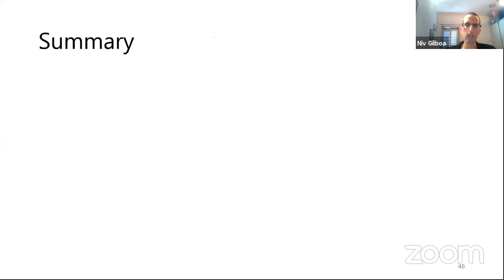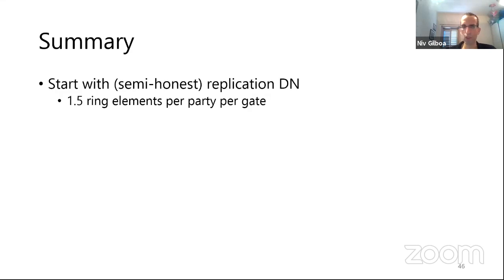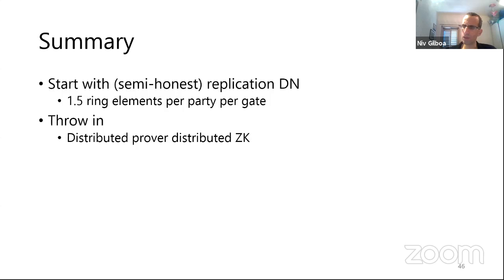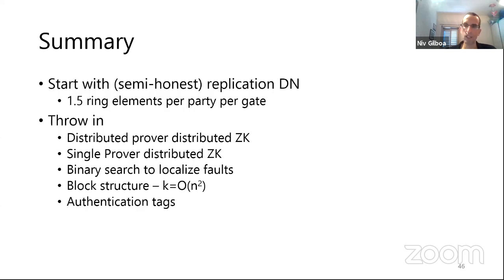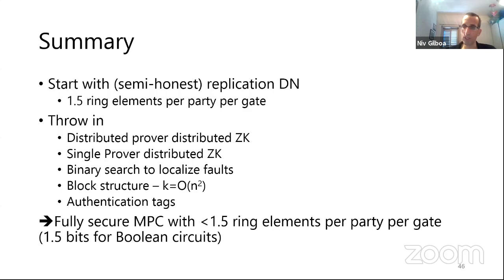I'm not going to go into that. In summary, we start with the semi-honest protocol, which has less than 1.5 ring elements per party per gate. We throw in distributed prover, distributed zero knowledge, single prover, distributed zero knowledge, binary search to localize faults, block structure, authentication tags, and after all of this, we have the gall to call our idea a natural protocol. But with all of this machinery together, we do get fully secure MPC with less than 1.5 ring elements per party per gate, which for Boolean circuits is 1.5 bits per party per gate.